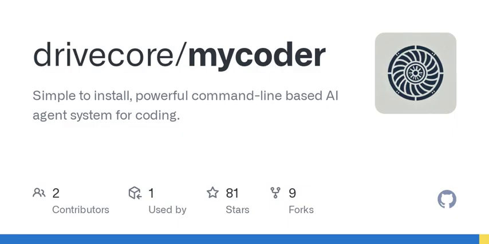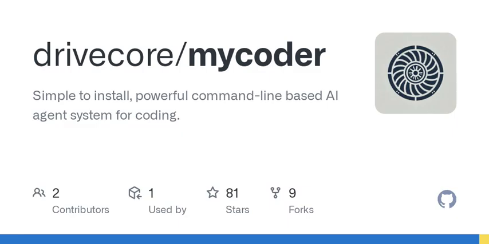But wait, what makes mycoder stand out? Well, it leverages Anthropic's Claude API, allowing it to make intelligent decisions while interacting with your code. Picture it like having a supercharged pair of hands that not only can write and fix code, but also think about best practices along the way.